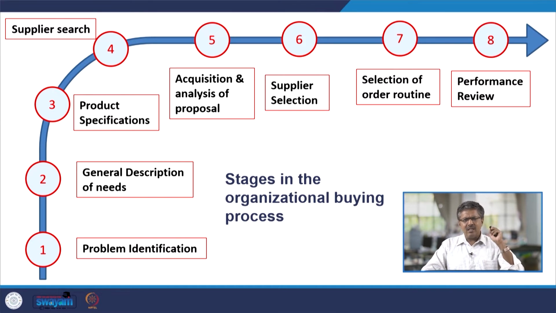And the last step is to review the performance. Once you have done the selection of the order and you have placed the order, then you need to look at the performance review. Now, how they are performing, and you need a continuous check, monitoring and continuous improvement. So, this cycle goes on and on and on. So, these are different stages in the organizational buying process, and every organization has to pass through these steps.